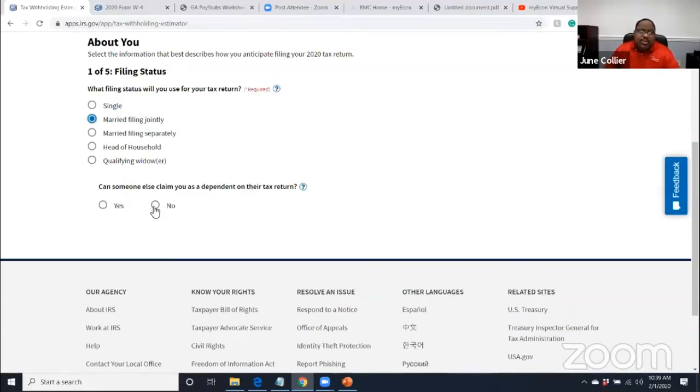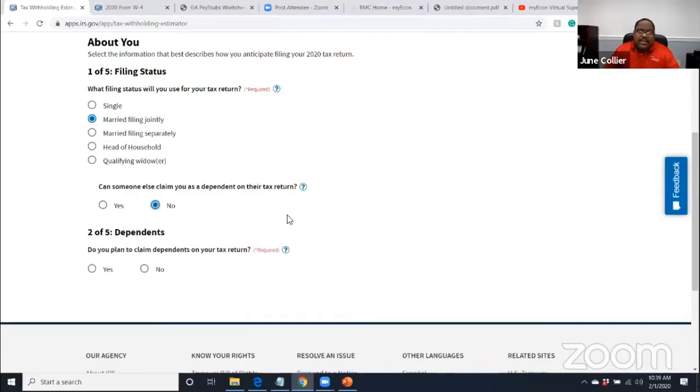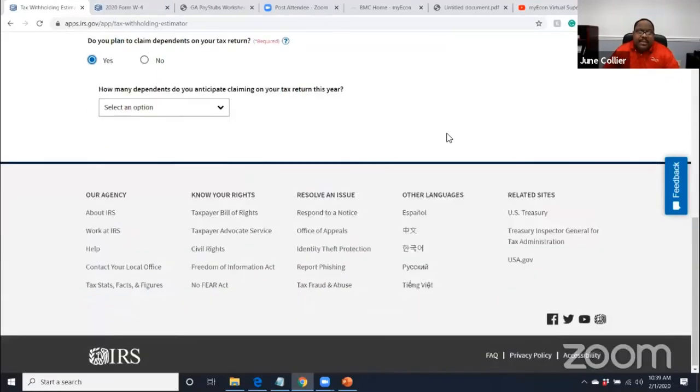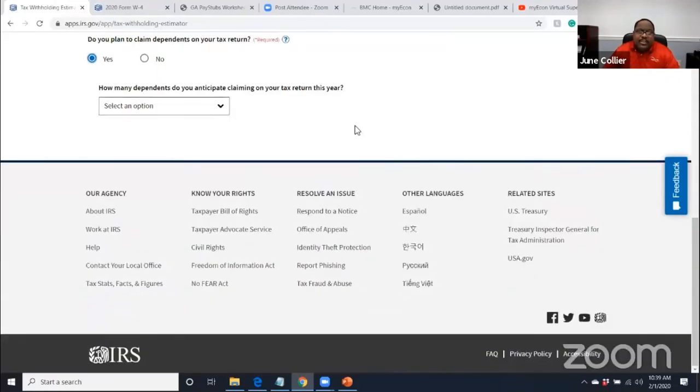The answer is no. No one else can claim them as a dependent. The next question is, do you plan to claim dependents on your tax return? Well, they have 3 small children, so the answer is yes, they plan to claim dependents. How many dependents do you anticipate claiming on your tax return this year?